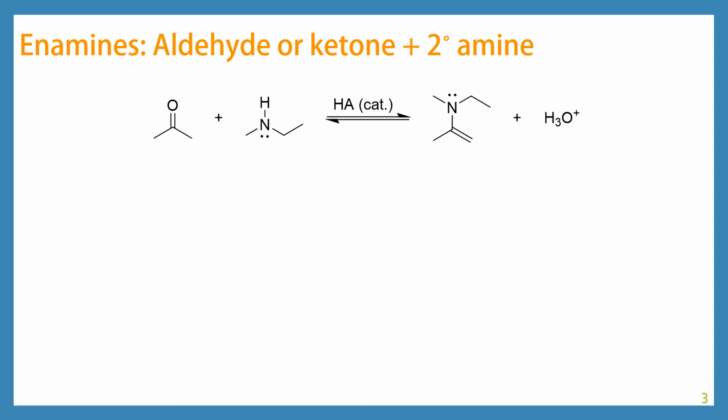Now to get to the enamine, you have to use a secondary amine. So notice that we have 2 carbons attached to our amine here. That's what makes it secondary. And this mechanism actually proceeds almost identically to the mechanism of the imine formation.